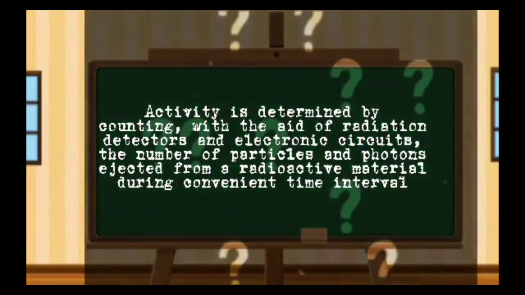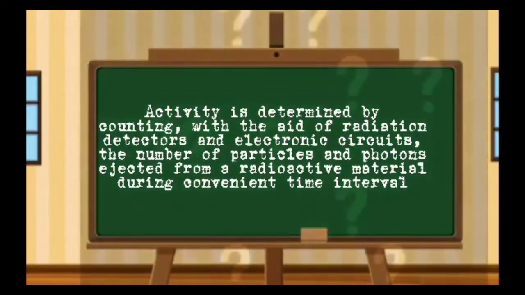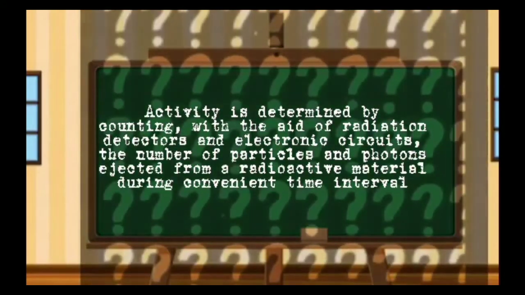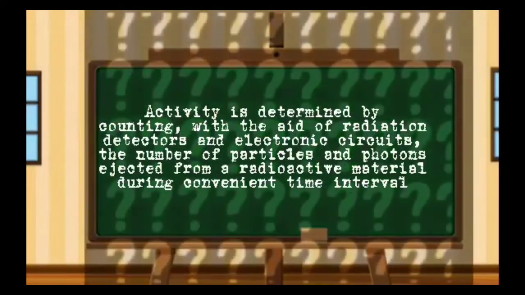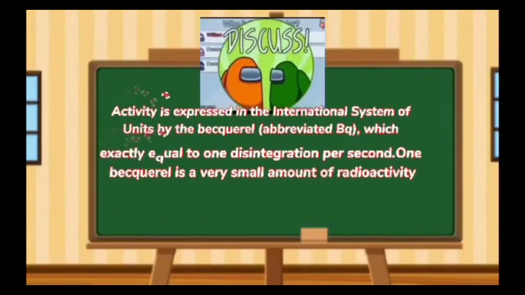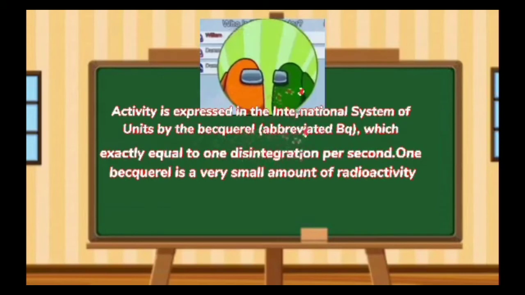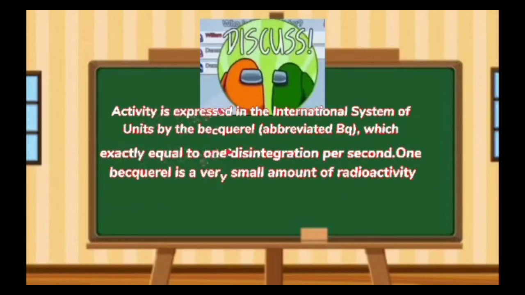Activity is determined by counting, with the aid of radiation detectors and electronic circuits, the number of particles and photons ejected from a radioactive material during a convenient time interval. Activity is expressed in the International System of Units by the becquerel, abbreviated Bq, which is exactly equal to 1 disintegration per second. 1 becquerel is a very small amount of radioactivity.